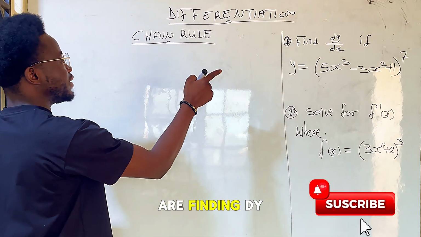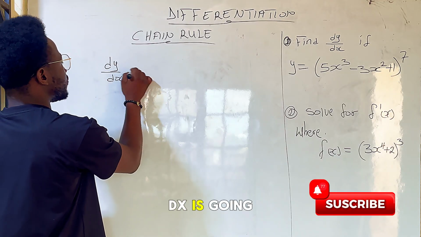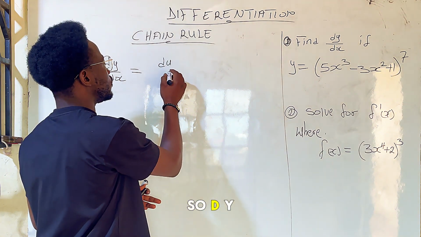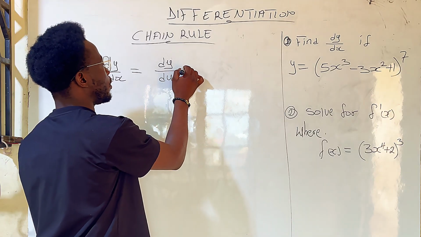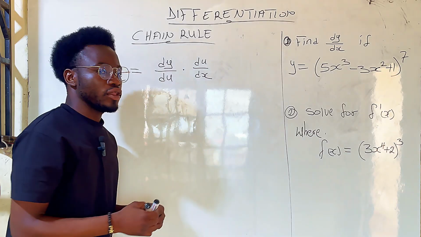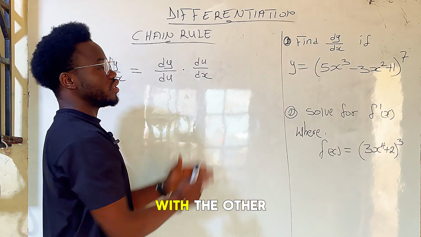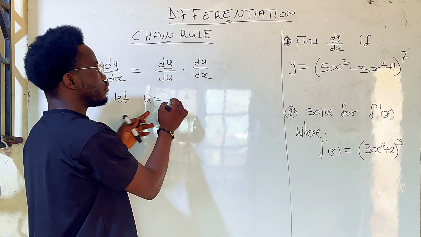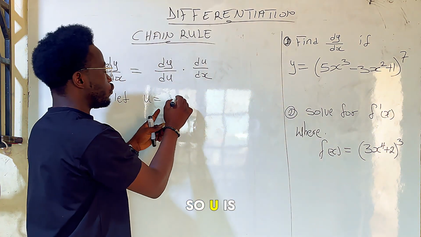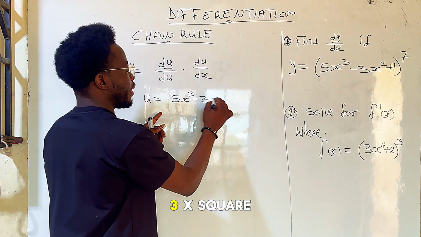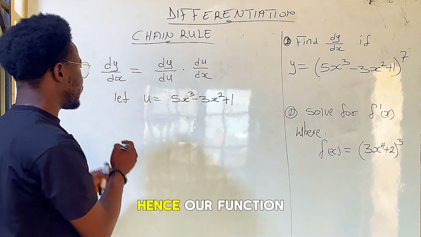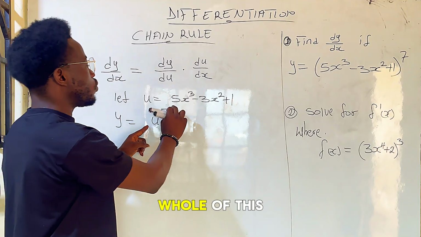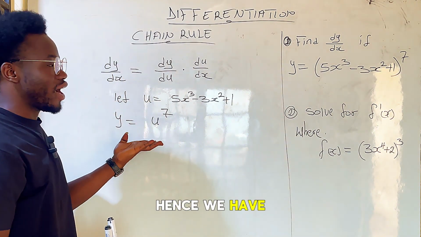So from the chain rule, we are finding dy dx. You can use the substitution method. So dy dx is going to be equal to dy du multiplying du dx. So it's a chain rule. You deal with one part, then you multiply with the other part. So from our question, we can say that let u be equal to what is inside the bracket so that we can handle it. So u is equal to 5x cubed minus 3x squared plus 1. Hence, our function is now y equal to u raised to the power 7. This is now the function because we have said that the whole of this is equal to u. Hence, we have this.